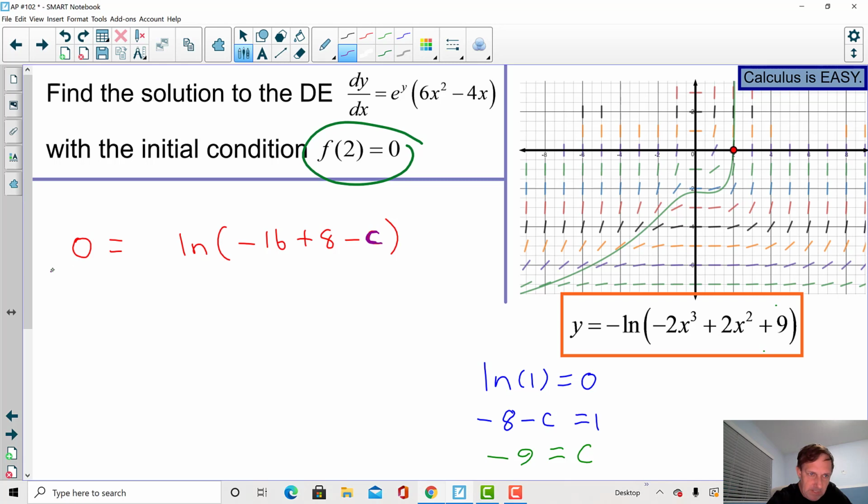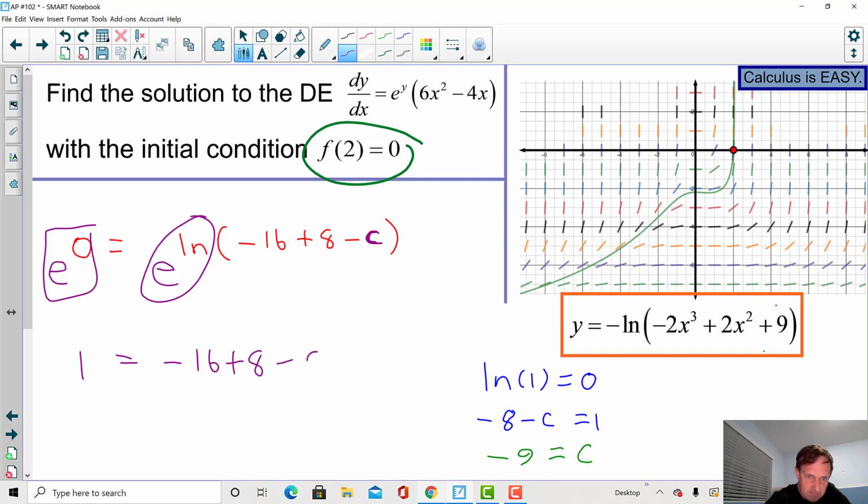You could just do e to the left side equals e to the right side. And you can see e to the 0 is going to give us 1. And e to the log base e will cancel. So you're just left with -16 plus 8 minus c. So we are getting the same thing. We're getting -8 minus c is equal to 1. That's what we already had. So I'm just showing you a different way that you could solve for that c value. All right, let's go to the next example.